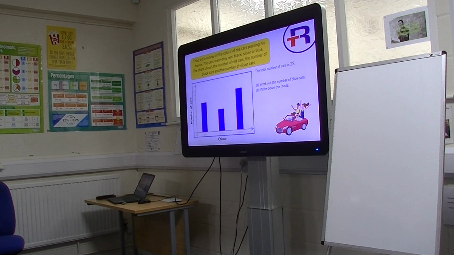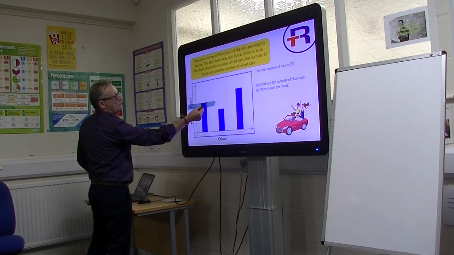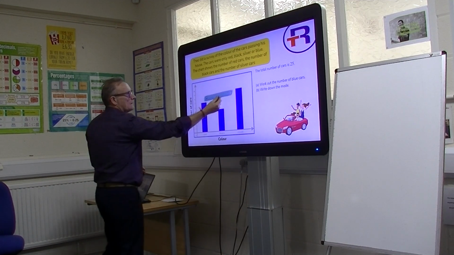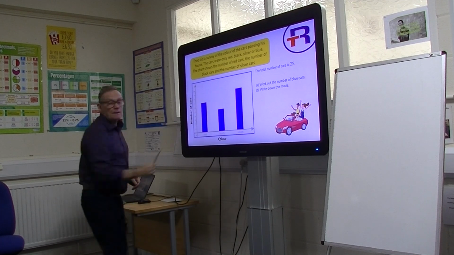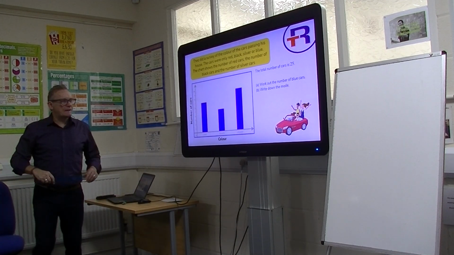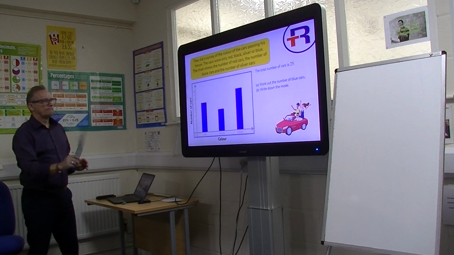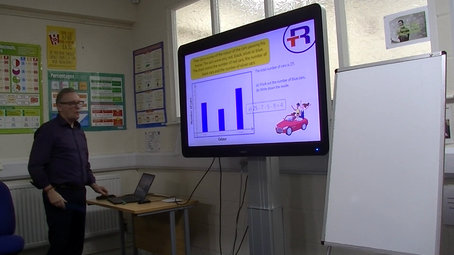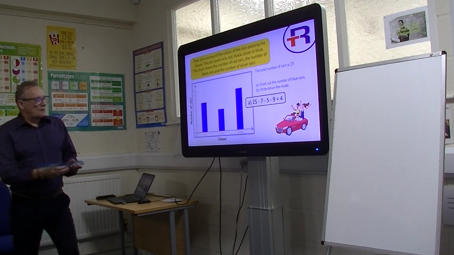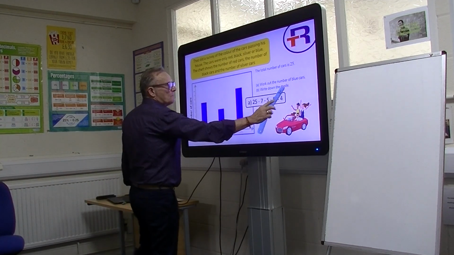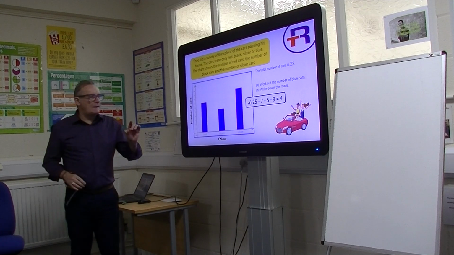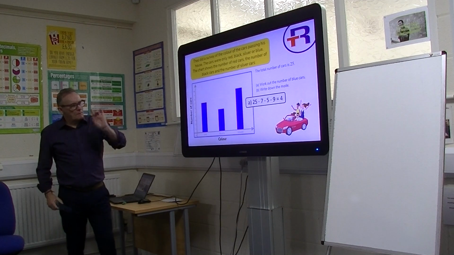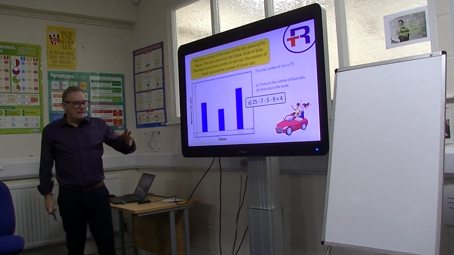I'll just demonstrate. So red is 7. Black is 5. Silver is 9. Yeah, 9. So how many blue cars are there going to be? 4. Yeah? Write down the mode, or write down the modal number of cars. So remember, it's not the number, it's the item.